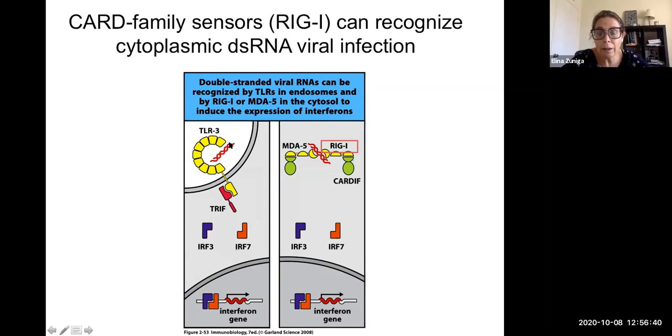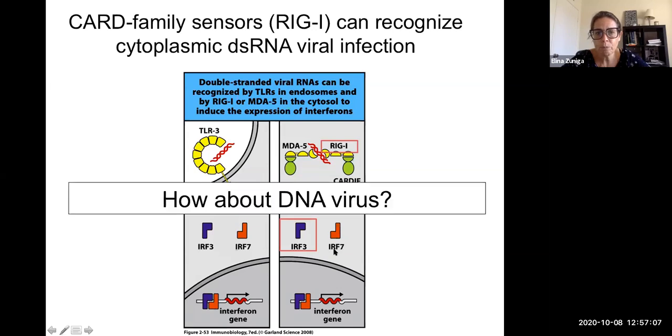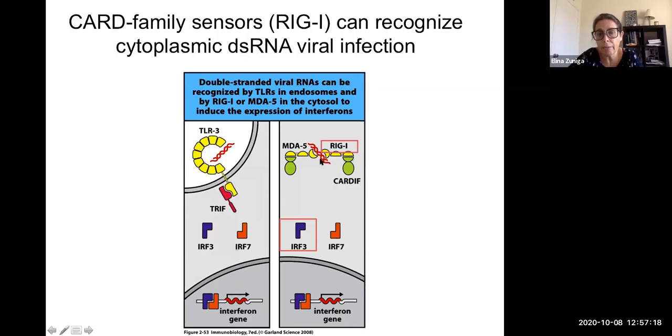But double-stranded RNA can also be sensed if it is present in the cytosol by RIG-like receptors, RIG-I, which belong to these CARD family sensors. And again, that will induce the activation of IRF proteins that will lead to the production of interferons. So this is one way in which the presence of viral RNAs is signaled, and also, to be honest, this double-stranded RNA can be produced as an intermediate in DNA viral infections, right?